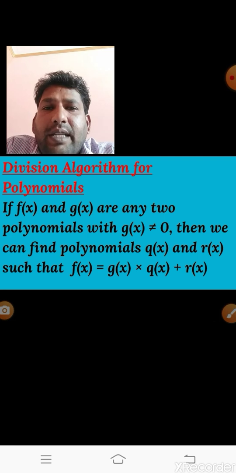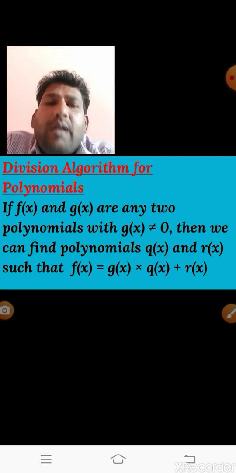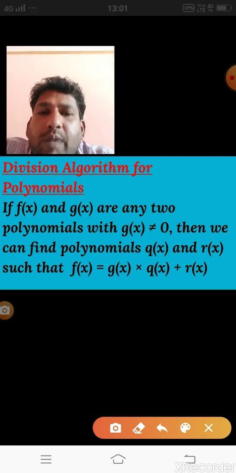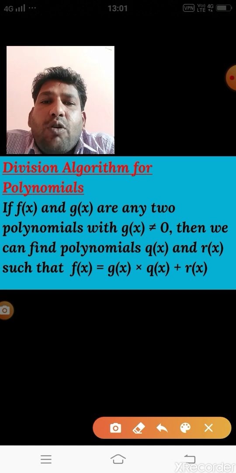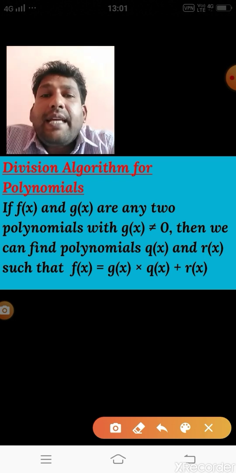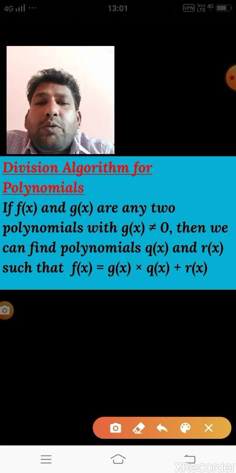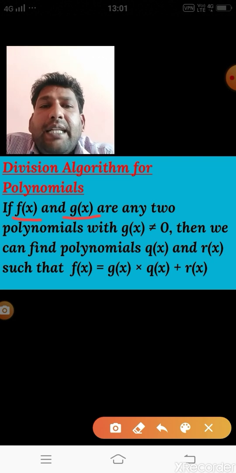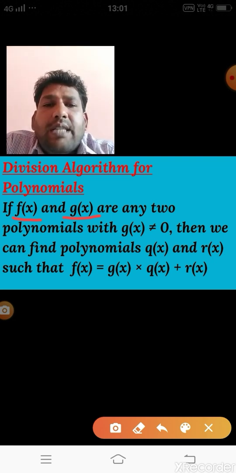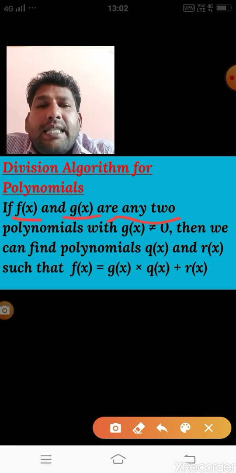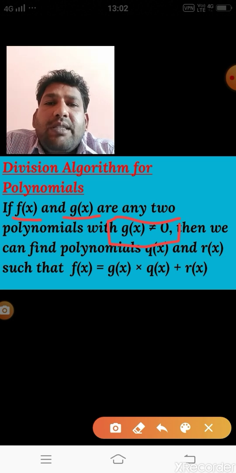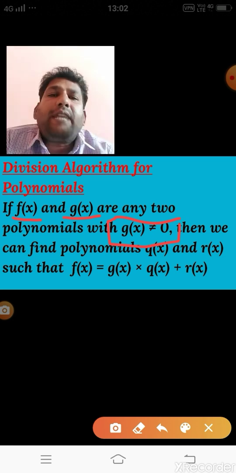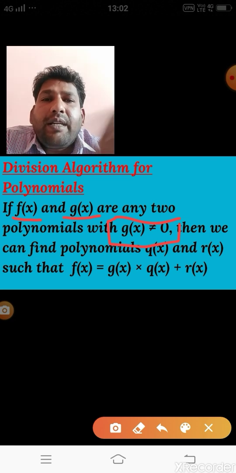Then here we have the division algorithm for polynomials. Suppose the polynomials are given to you. Polynomials are functions consisting of coefficients and variables. The constant numbers are called coefficients, and the variable can be x, y, z, you may take any variable. If f(x) and g(x) are any two polynomials, meaning any two functions are given to you, then this condition is necessary: g(x) should not be equal to 0. g(x) is the divisor, and if you divide any value by 0 we do not get any value, that is not defined.